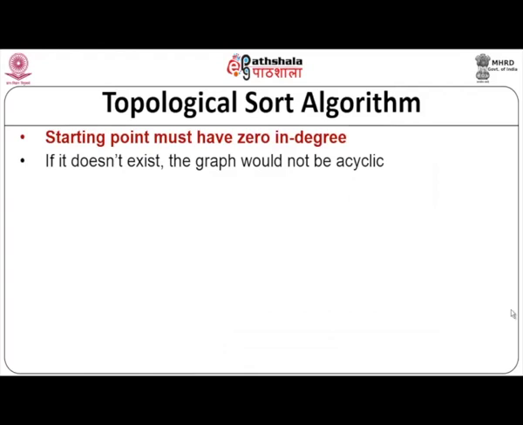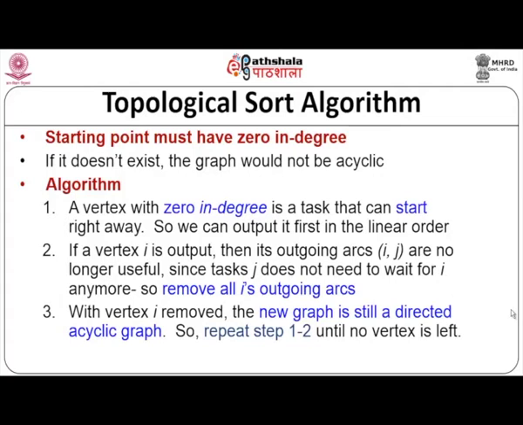So, the starting point must always have a 0 in degree. If it does not exist, the graph would be cyclic. A vertex with 0 in degree is a task that can start right away. So, we can output it first in the linear order.